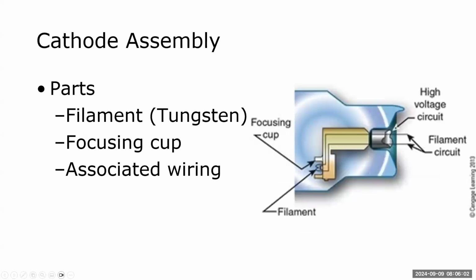So we're going to break down the two different sides and talk about the components of each. You may have already looked at some of this in the lab manual. There was some labeling in there, so you could go ahead and get started on that if you wanted to. So this may be a little familiar to you. Hopefully you did your reading. But the parts of the cathode assembly are the filament, which is made of tungsten, the focusing cup, and then associated wiring.